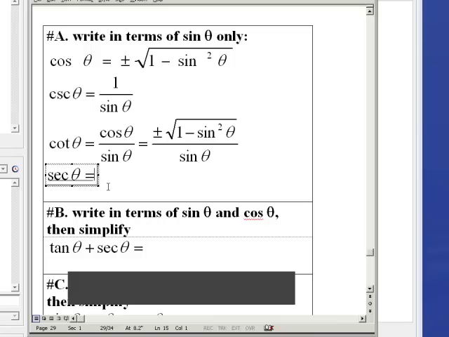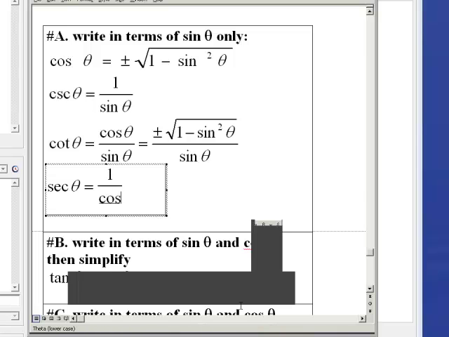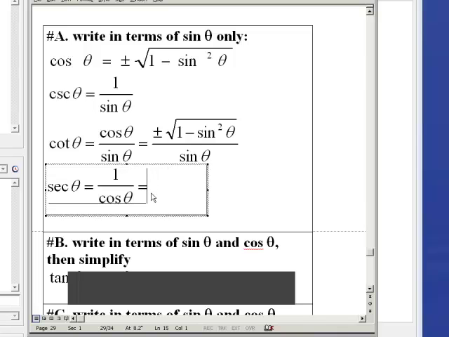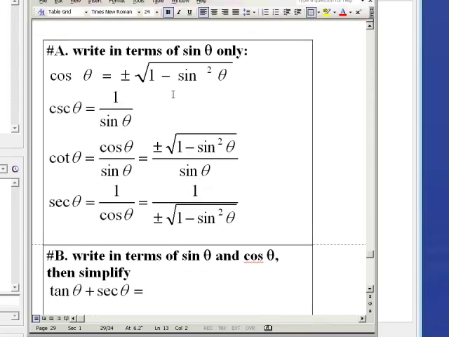Okay, secant theta. Well, secant theta is the same as 1 over cosine theta. And I use the same identity as I did a moment ago. So 1 divided by all of that. There we go. That's what we're supposed to do.